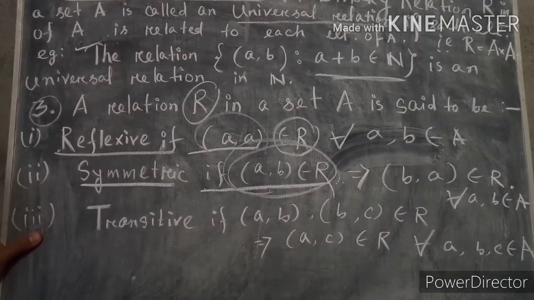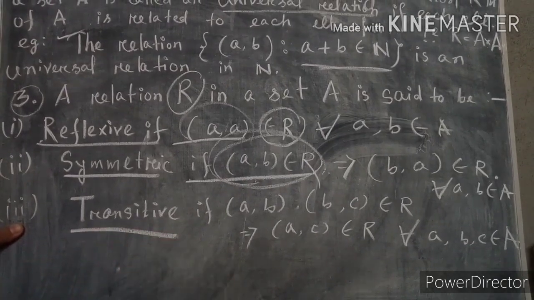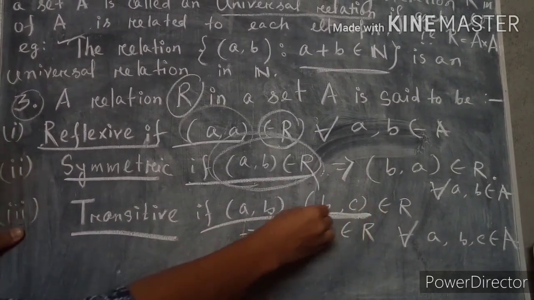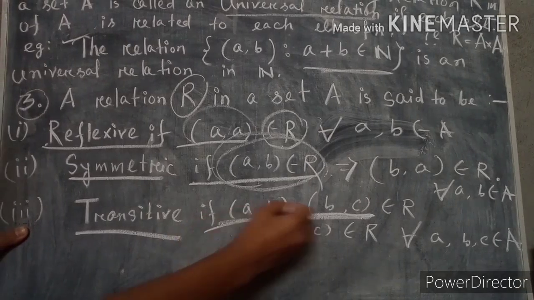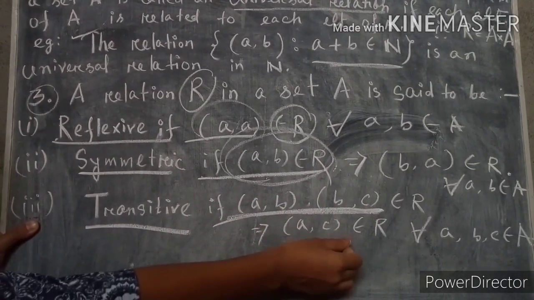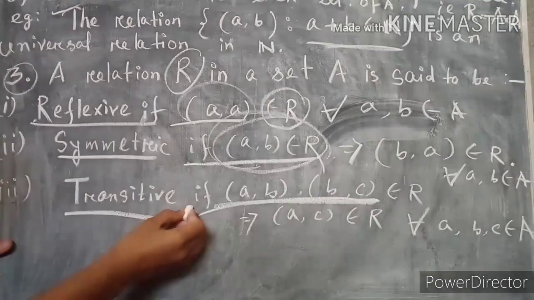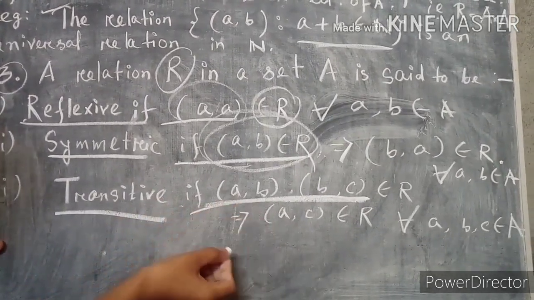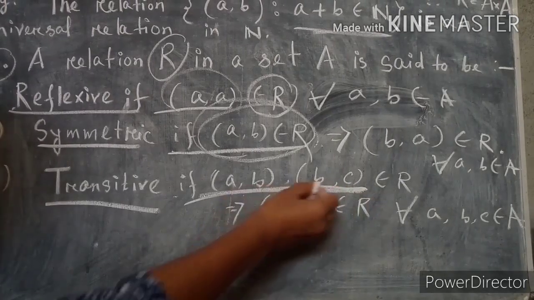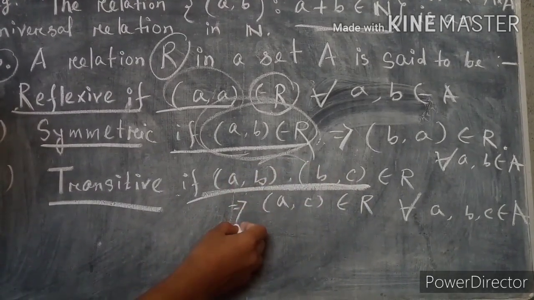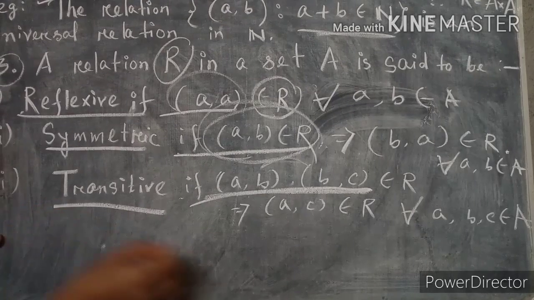Now the next one, that is transitive. A relation R in a set A is said to be transitive if, when (a, b) and (b, c) belong to R, then these two elements imply (a, c) belongs to R, for each a, b, c belonging to A. When there are two elements given in a relation, one is (a, b) and the other is (b, c), then there is also another element (a, c) belonging to R, and the relation is called transitive.